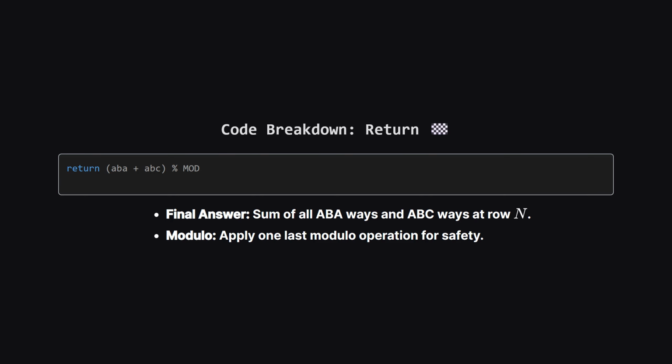After the loop finishes, our variables ABA and ABC hold the number of valid ways to paint the last row with those respective patterns. The total number of ways to paint the entire grid is simply the sum of these two values. We add them up, take the modulo one last time, and return the result.